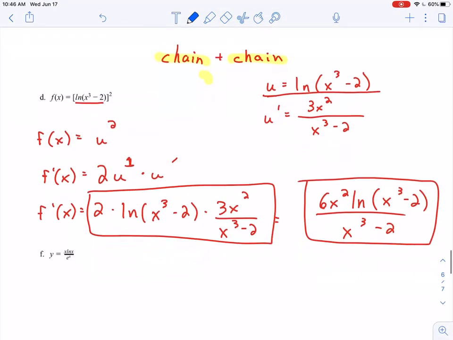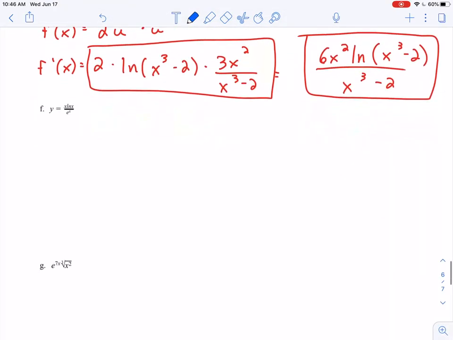All right, I think we got a couple more here. We just got these two left. Next up, I have y equals x natural log of x divided by e to the x. Again, I see this fraction. That sticks out like a sore thumb to me. This is definitely going to be a quotient rule. This is a quotient rule.